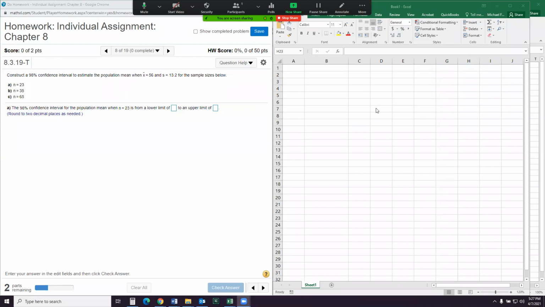All right, so this is question number 8, which is 8.3.19 on the Chapter 8 individual assignment. So I'll just get to it, I guess. It says construct a 98% confidence interval to estimate the population mean when X bar is 56 and S is 13.2 for the sample sizes below. So I'm just going to start with what I know.